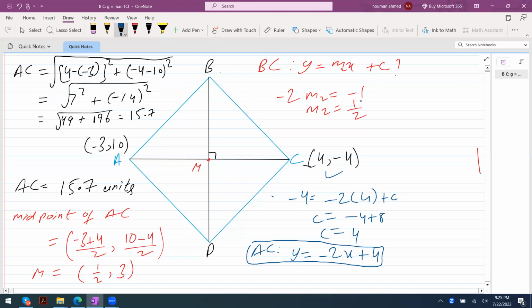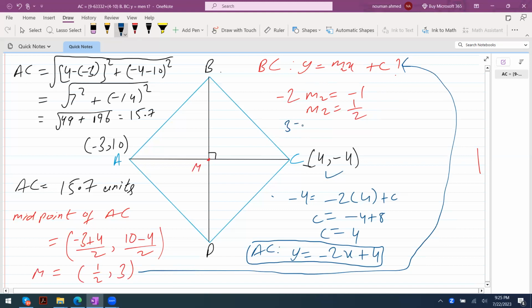So now we can just put this point here. So that will be 3 is equal to, we already have 1 over 2 times 1 over 2 plus C. So C is equal to 3 minus 1 over 4, or 3 minus 0.25, 2.75. So our BD equation is y is equal to 1 over 2x plus 2.75.